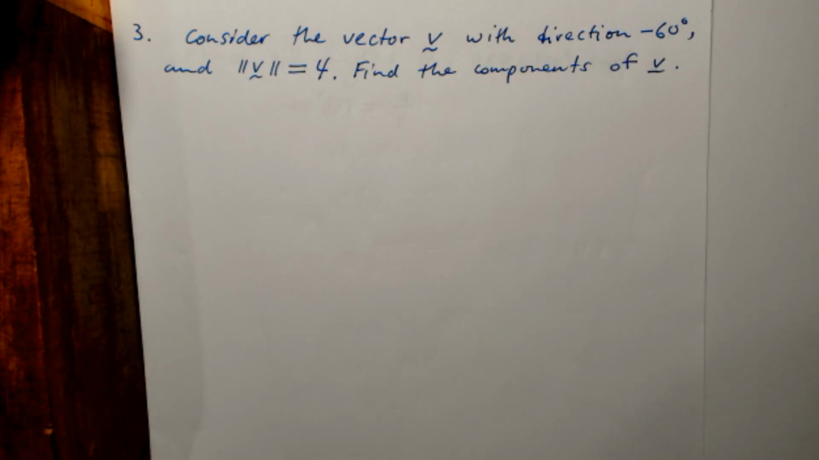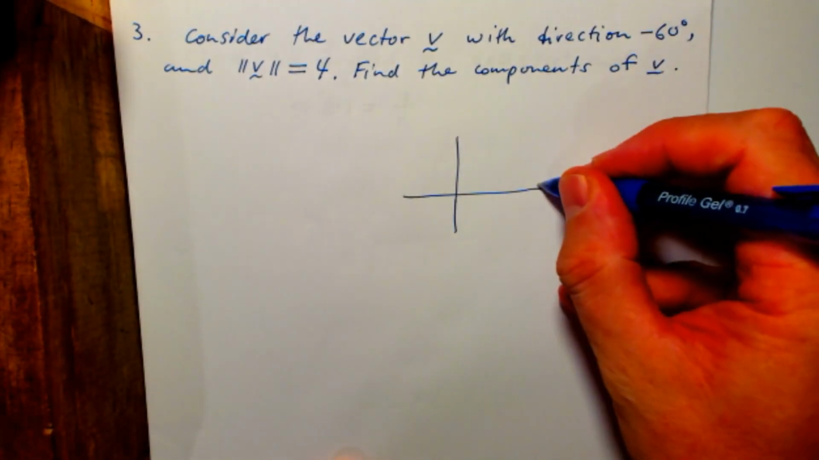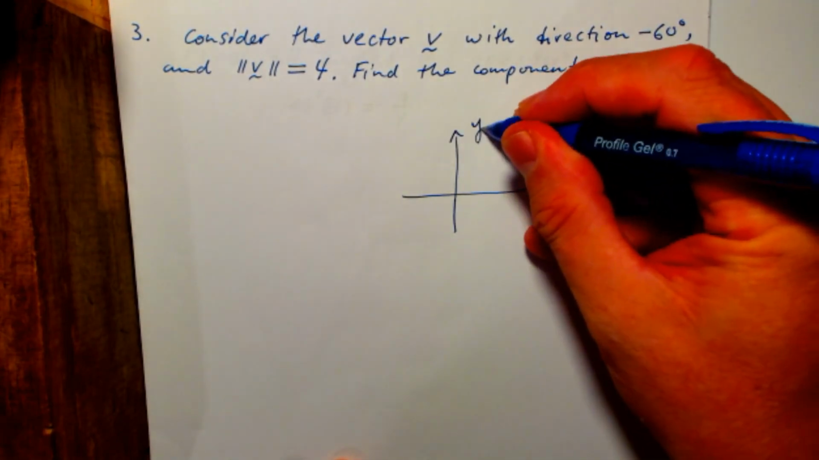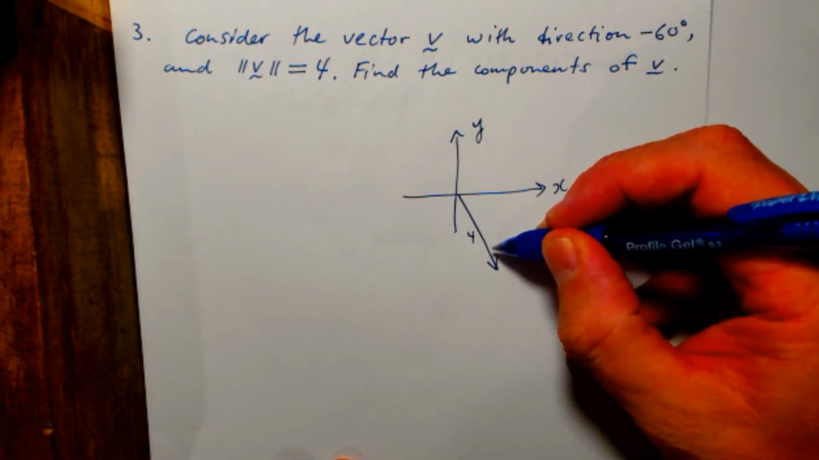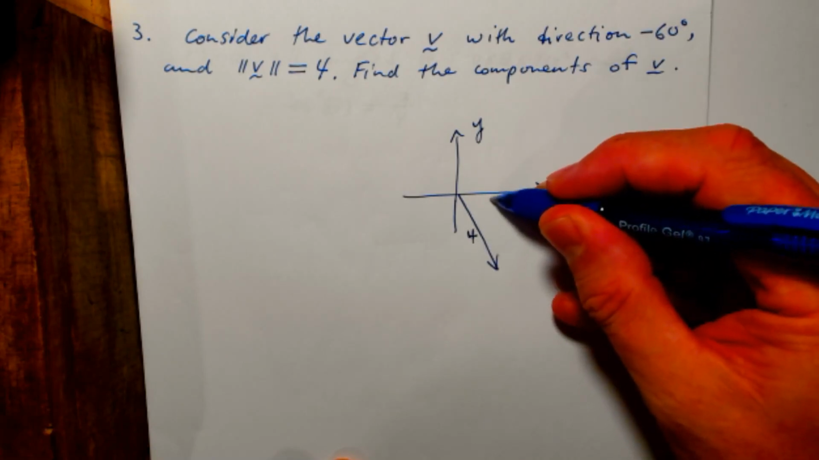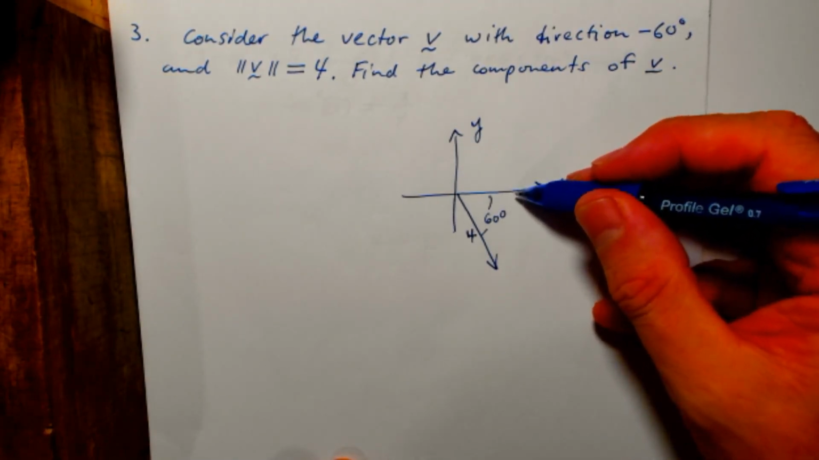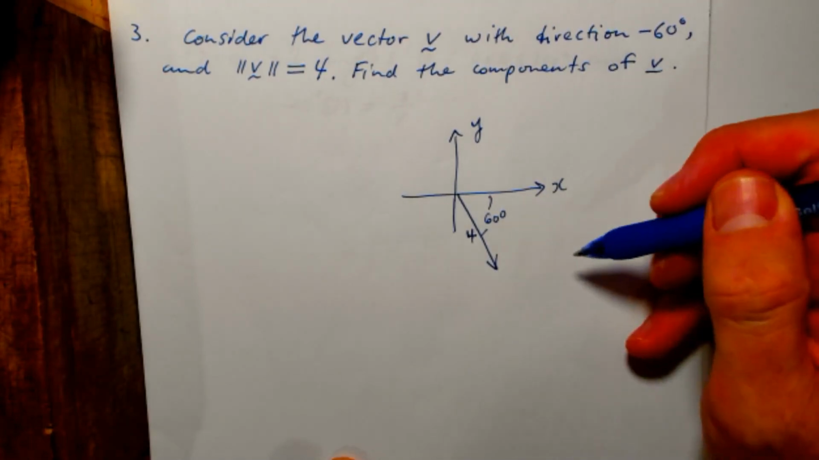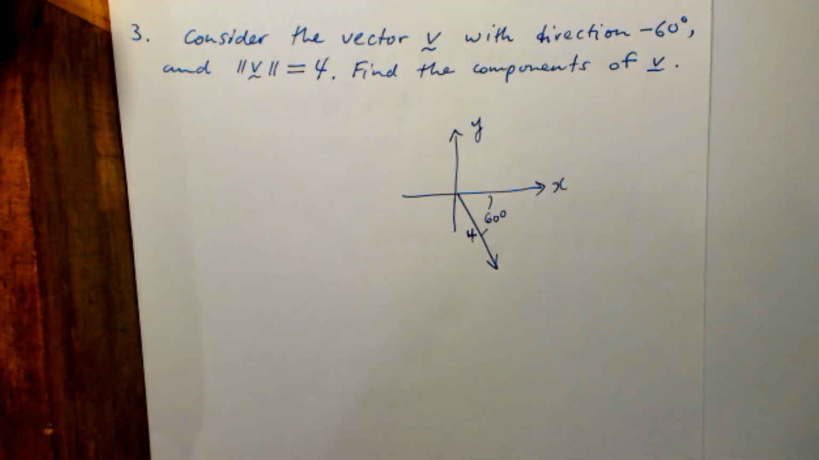Next one. Consider the vector v with direction minus 60 degrees and norm or magnitude equal to 4. Find the components of v. So let's sketch this. So it would be something like this with length 4. And this angle here would be 60 degrees. Remember, if it's negative, we need to move clockwise. And if it's positive, it's counterclockwise from the positive end of the x-axis.